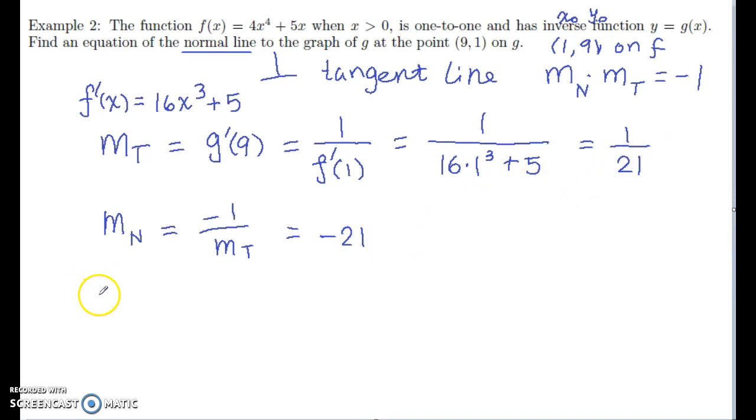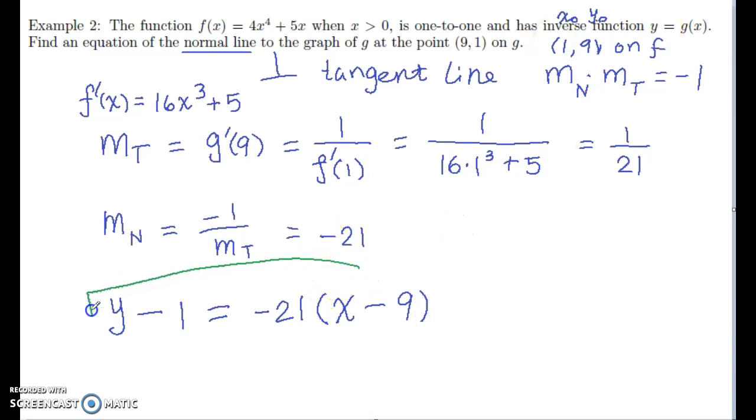Therefore, the equation for the normal line in point-slope form will be y minus the y, in this case 1, at the point, equals -21, the slope, times x minus x, which is 9. So this is the equation of the normal line.